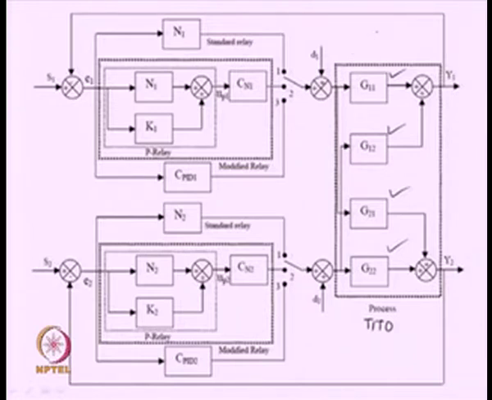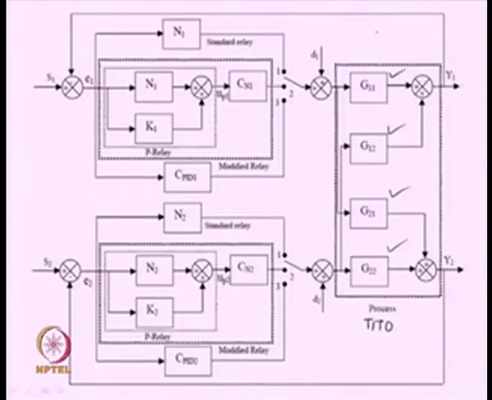So, if you connect the switches to 1 for both the loops, then a standard relay will be there in the decentralized relay control system. So, we will have 2 standard relays. When we connect to the second position, when I connect to 2 now, then the TITO system is subjected to modified relays. Okay? And when you connect the switches to the third position, then you get normal operation of the TITO system.